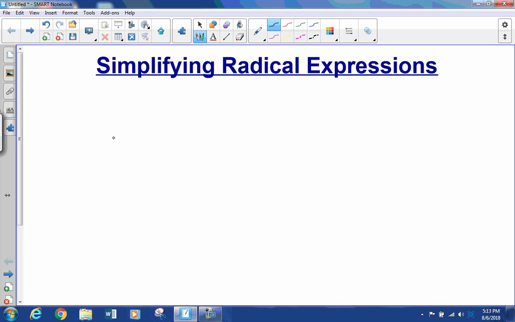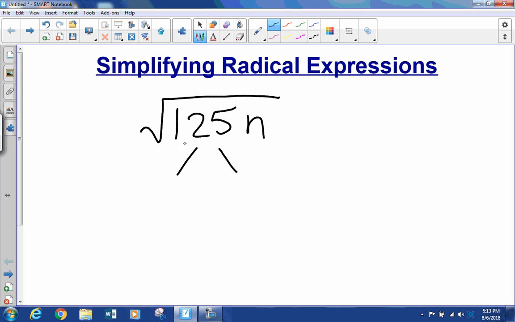Simplifying radical expressions is a skill that we use whenever we're given a square root or radical problem that doesn't evaluate to a perfect whole number answer. So to begin, we take a problem, for example the square root of 125n, and first you factor completely the coefficient, or numerical part, until you get down to its prime factorization.